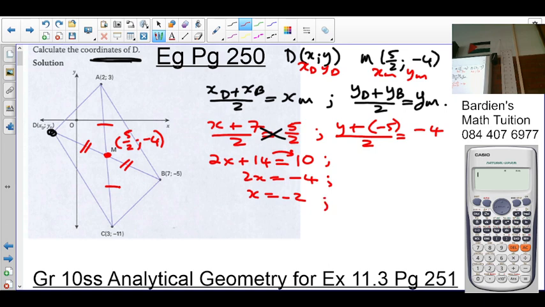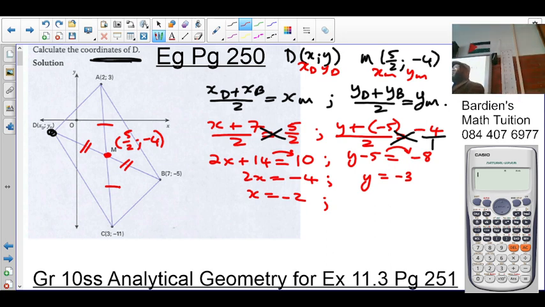On the other hand, same story here. Naturally over 1, cross multiply. So 1 multiplied by Y minus 5, that is Y minus 5. 2 multiplied by negative 4 is negative 8. So Y minus 5 is equal to negative 8, so Y is equal to negative 3.